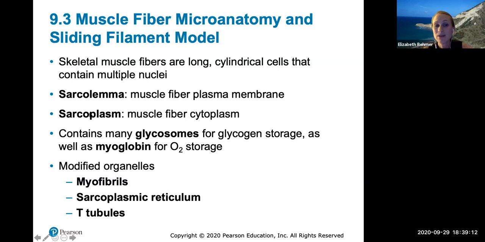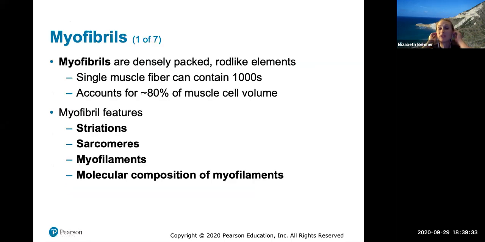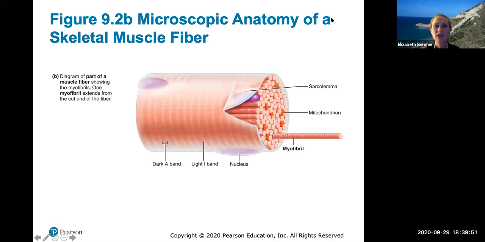The sarcoplasm is like the muscle fiber cytoplasm, which contains many glycosomes for glycogen storage, as well as myoglobin for O2 storage, because oxygen will be necessary for muscle contraction. These are some modified organelles within a skeletal muscle cell, and we'll be going over those. Myofibrils are densely packed, rod-like elements. Features of a myofibril are striations, sarcomeres, and myofilaments, which are actin and myosin, maybe that rings a bell, and we'll look at some of the molecular composition of those myofilaments. So this is a look at a part of a muscle fiber showing the myofibrils.